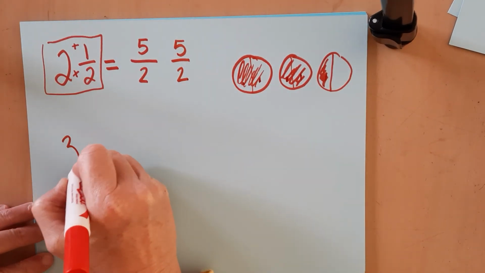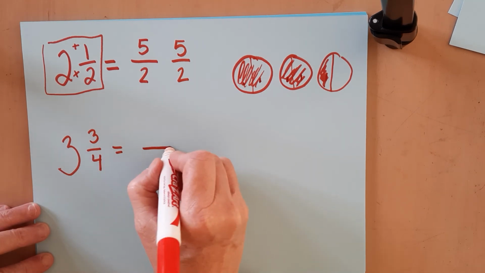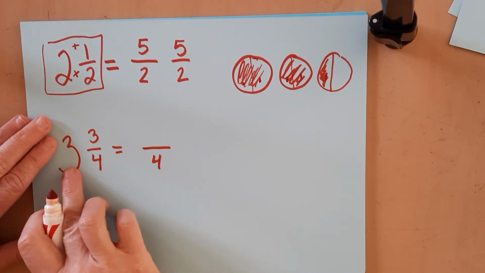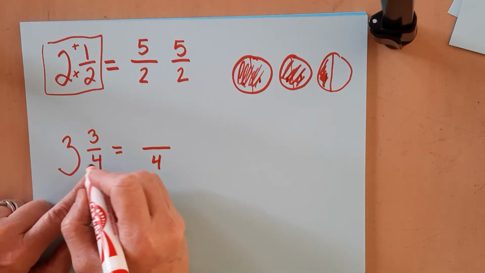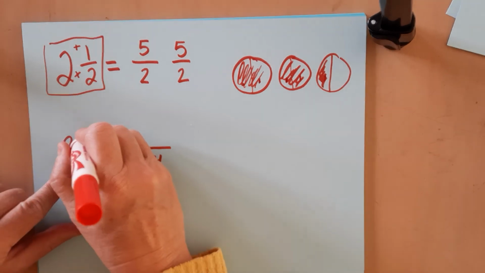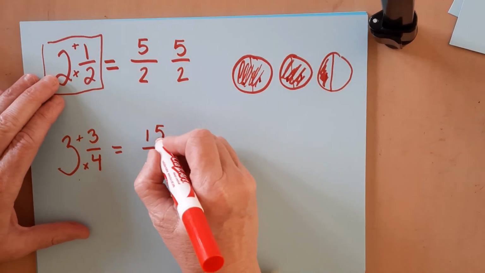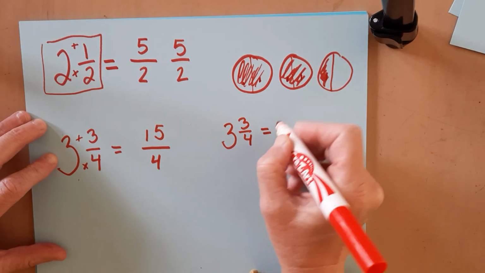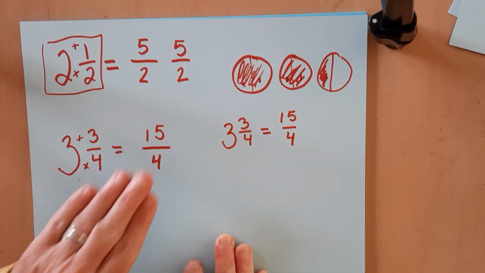Let's try that with another number. Let's say 3 and 3/4. How do we change that into an improper fraction? We're going to keep the 4 the same on the bottom, but we need to know how many fourths are in 3 and 3/4. So you multiply the denominator times this whole number. 4 times 3 is 12. Then you add the numerator. 12 plus 3 is 15. So that's how you get 3 and 3/4 is the same as 15 fourths. That's how you go from a mixed numeral to an improper fraction.